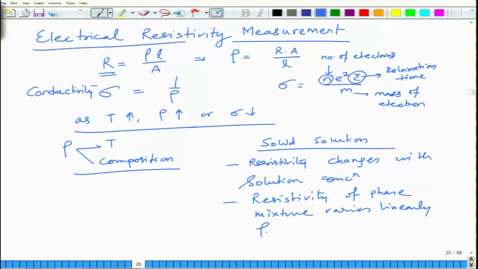So, basically rho mixture is equal to x alpha rho alpha plus x beta rho beta, which is the weight fraction of alpha and resistivity of alpha phase, and weight fraction of beta and rho beta. So, this will generally follow the rule of mixtures, and as you go from single phase to two phase region, there are abrupt changes in the resistivity.